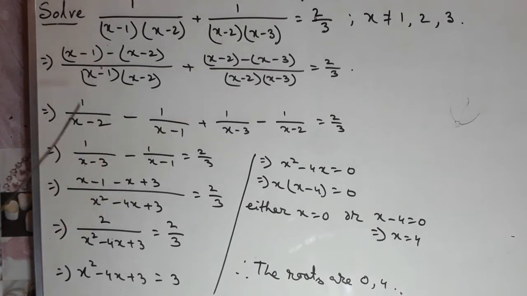Now dividing, we will get 1/(x − 2) − 1/(x − 1) + 1/(x − 3) − 1/(x − 2) = 2/3. The plus 1/(x − 2) and minus 1/(x − 2) will be eliminated. We will get 1/(x − 3) − 1/(x − 1) = 2/3. Then by subtracting and cross multiplying, we will get x² − 4x = 0. Taking x common, x(x − 4) = 0, that is either x = 0 or x = 4. So the roots are 0 and 4.